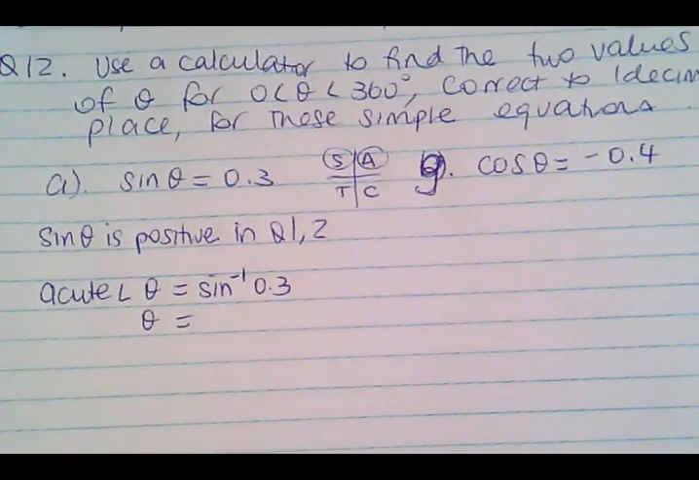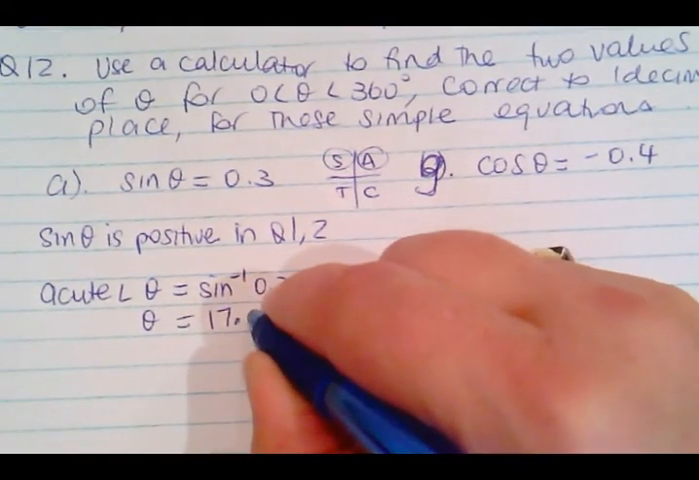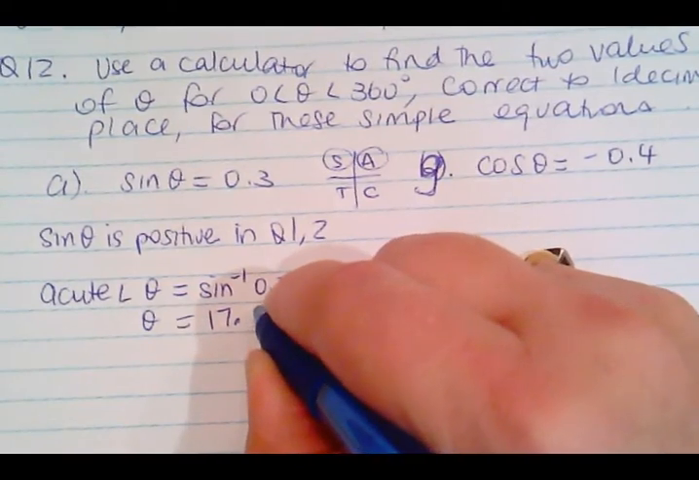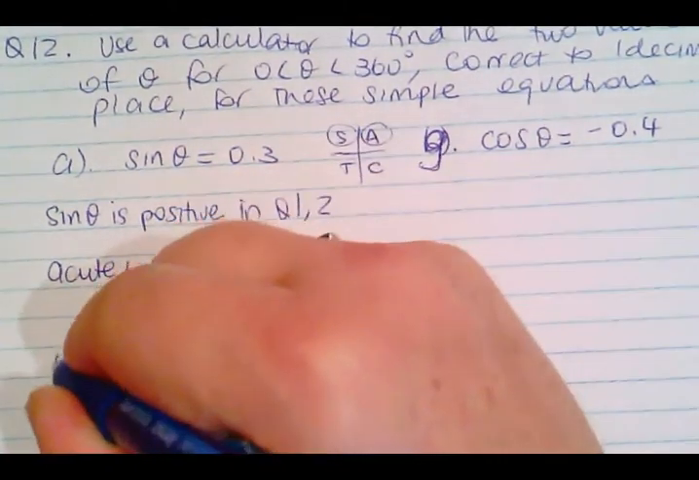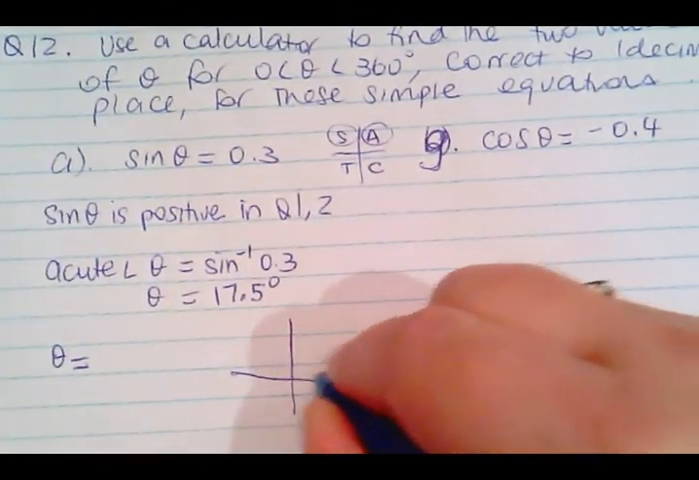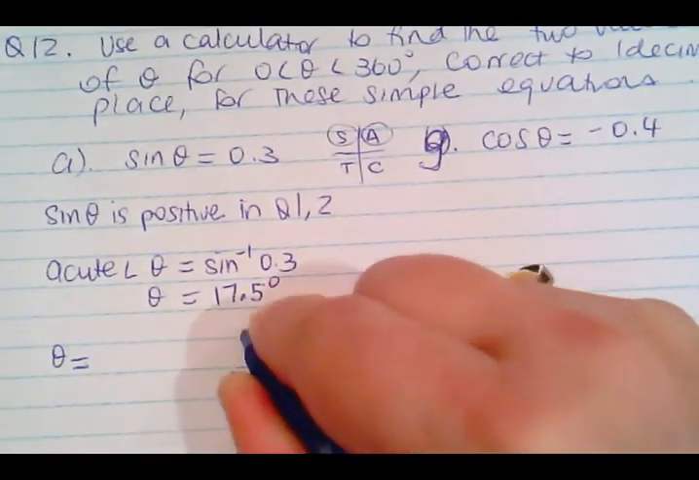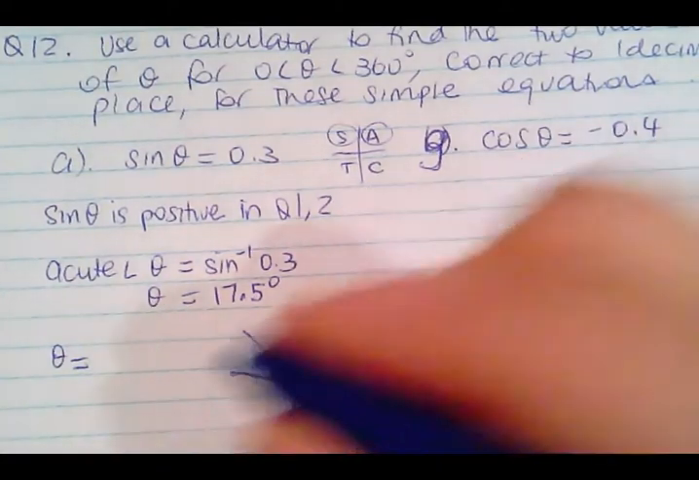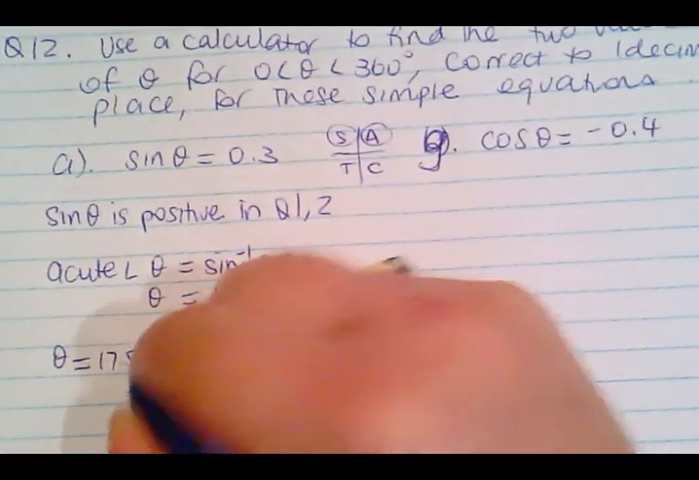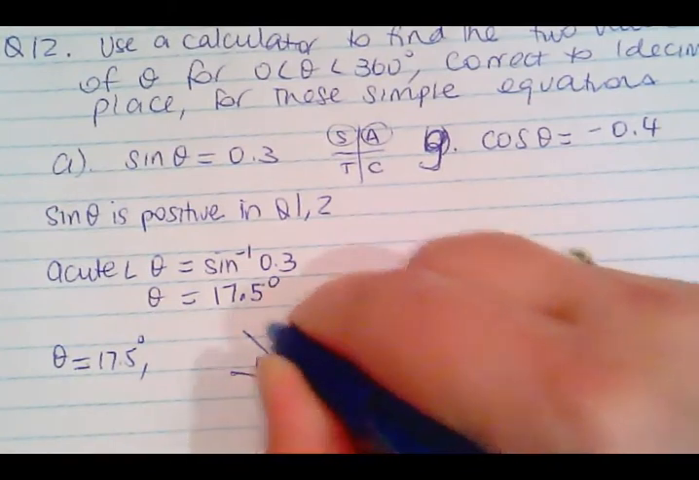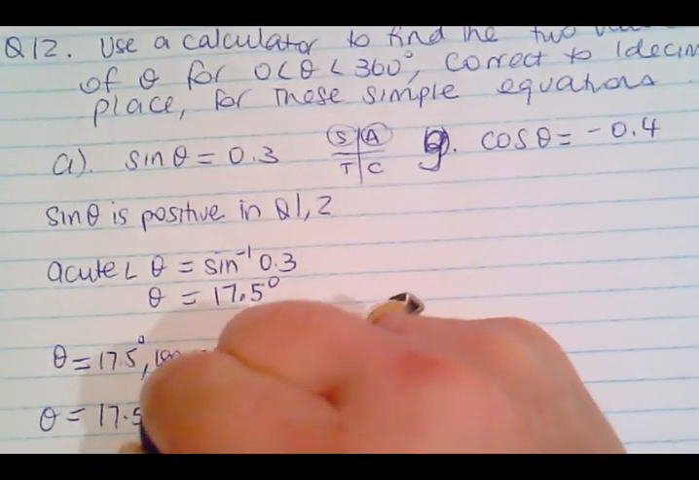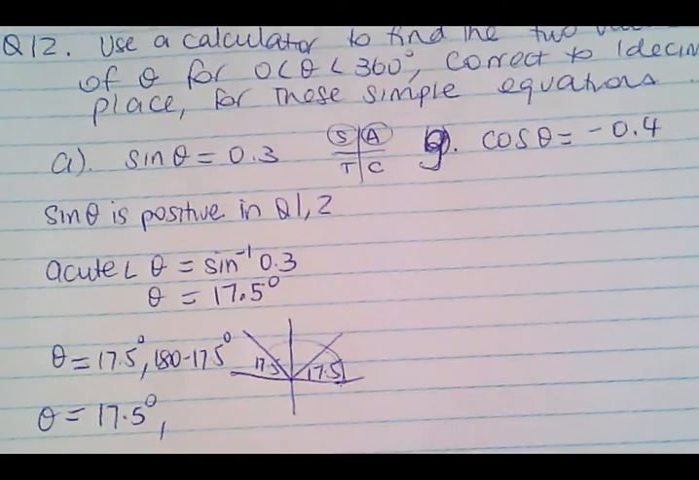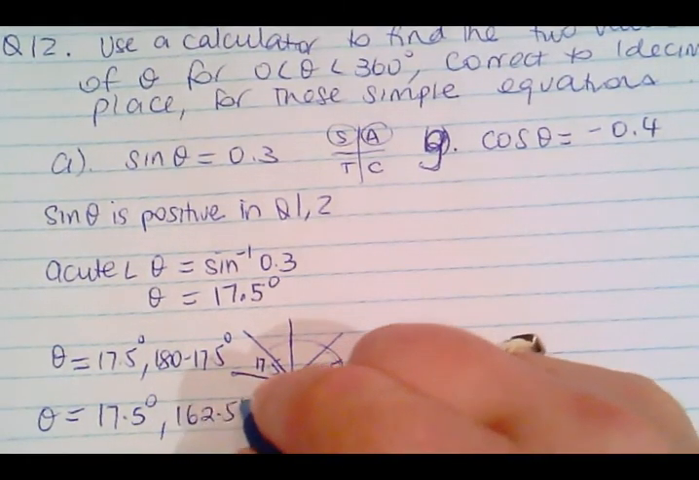And we get 17.457, and we're going to go correct to one decimal place, so 17.5 degrees. Remember, sine is positive in quadrants 1 and 2. So we draw our little sketch. We've got 17.5 degrees in quadrant 1 and 17.5 degrees in quadrant 2. So theta is 17.5 degrees in quadrant 1, and to get to quadrant 2, it's 180 minus 17.5. So theta is 17.5 degrees and 162.5 degrees.